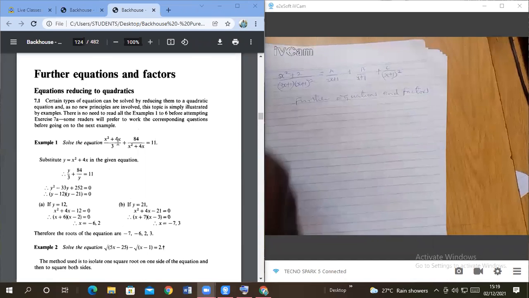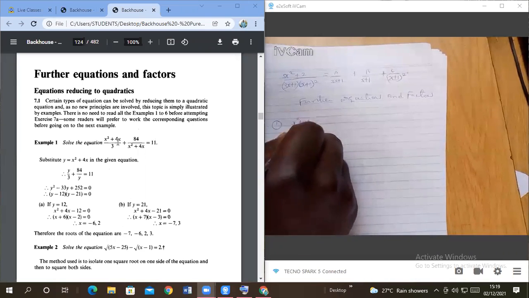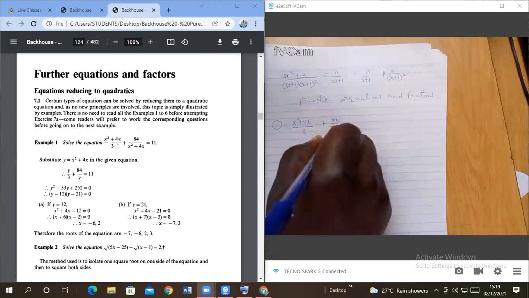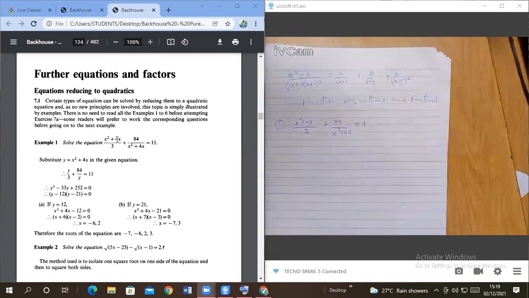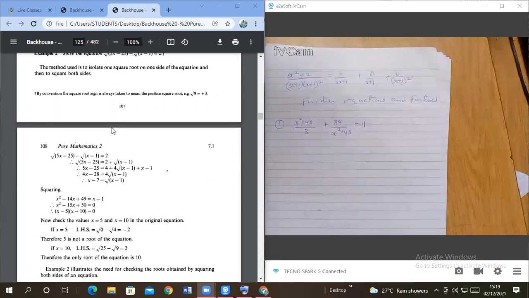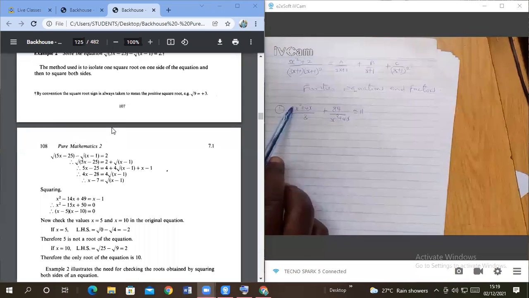The first one is what you see there: solve the equation (x squared plus 4x) over 3 plus 84 over (x squared plus 4x) is equal to 11. We use that example and remove this from you so that you are not just going to follow. Now, what do you see here and here?